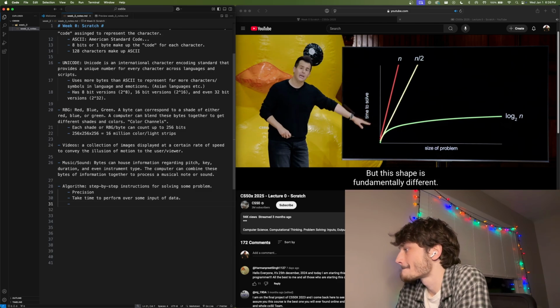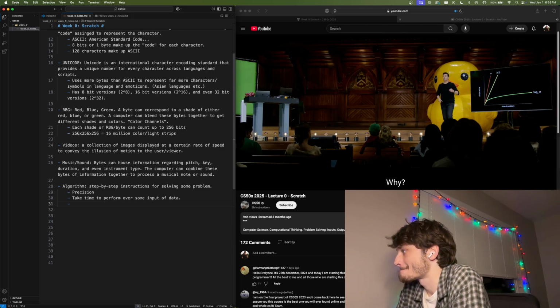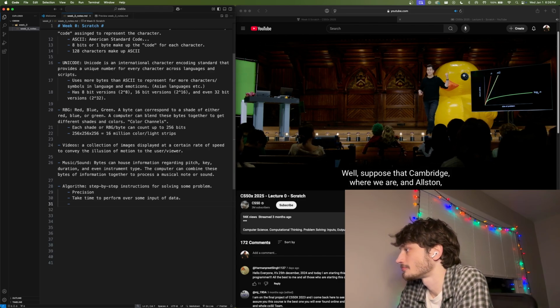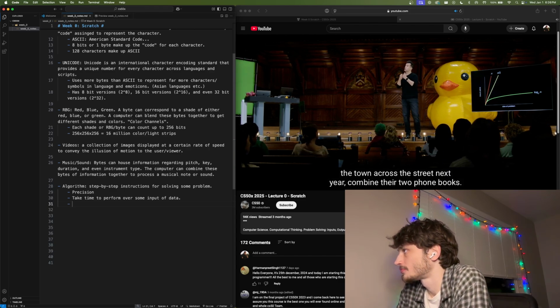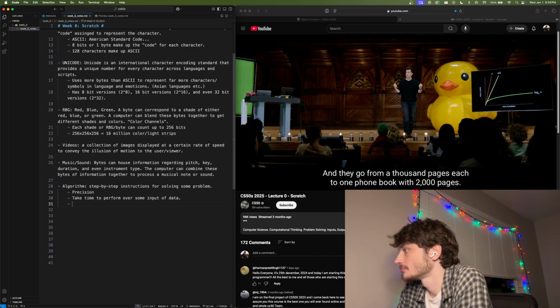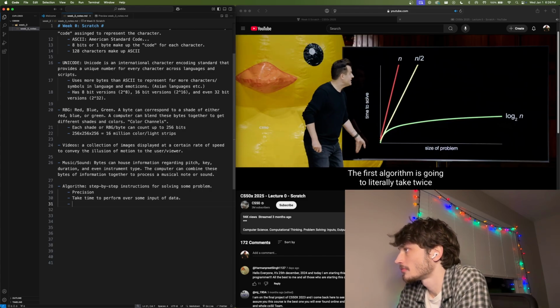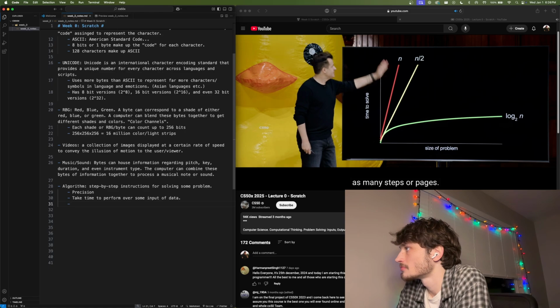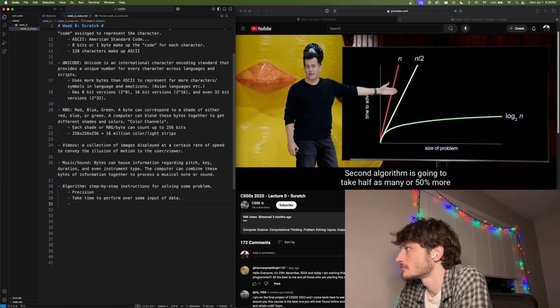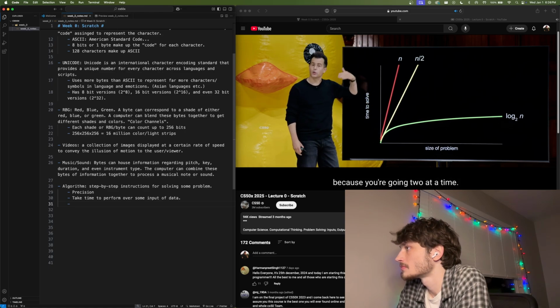But this shape is fundamentally different. Why? Well, suppose that Cambridge, where we are, and Allston, the town across the street, next year combine their 2 phone books. And they go from 1,000 pages each to 1 phone book with 2,000 pages. The first algorithm is going to literally take twice as many steps or pages. The second algorithm is going to take twice as many as well, because you're going 2 at a time.